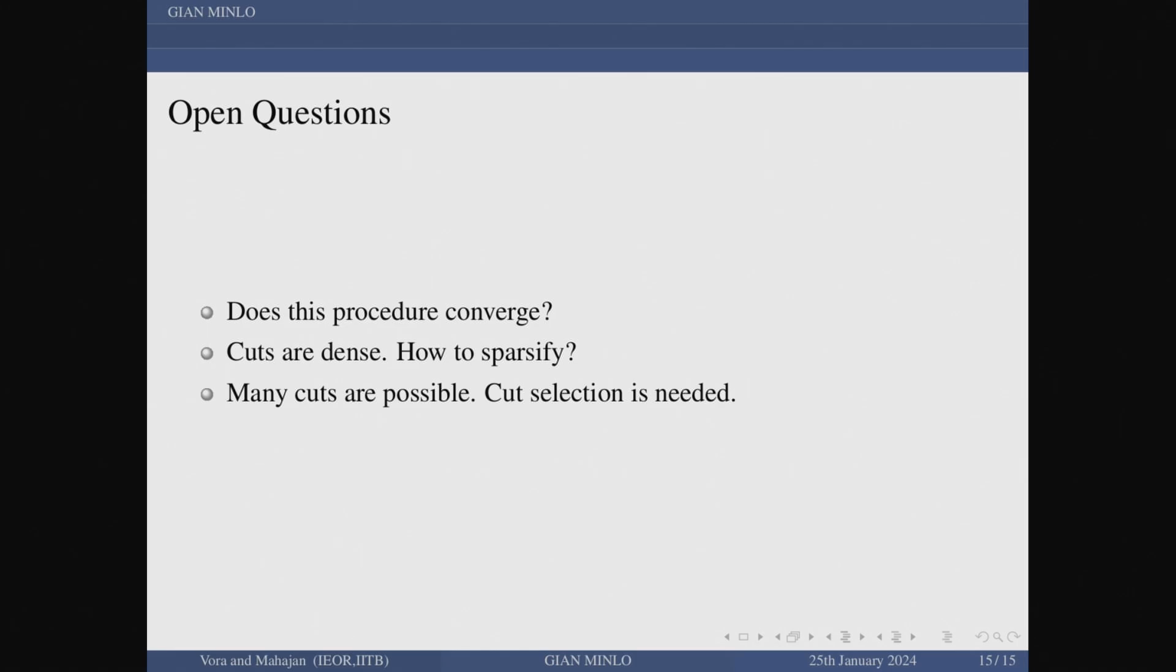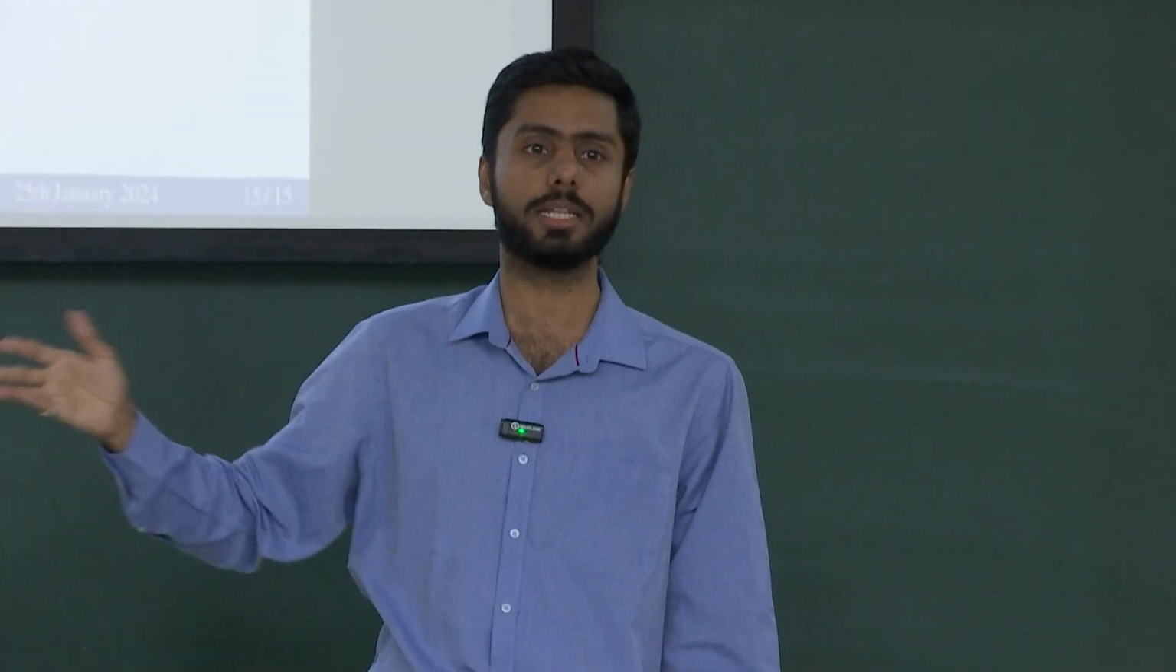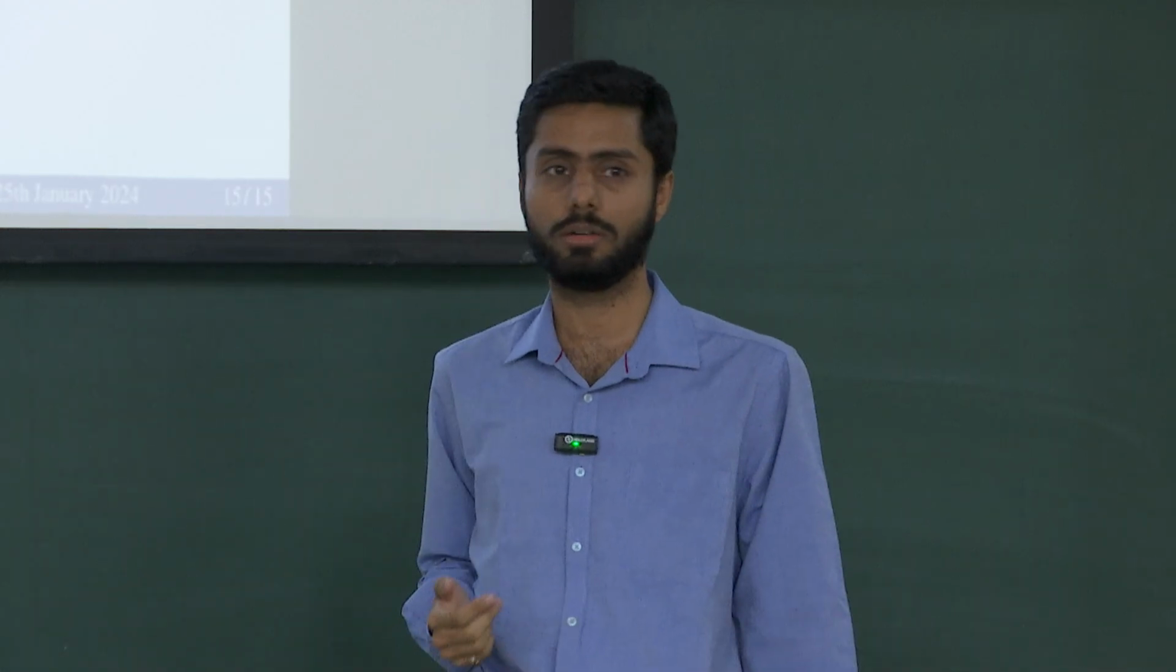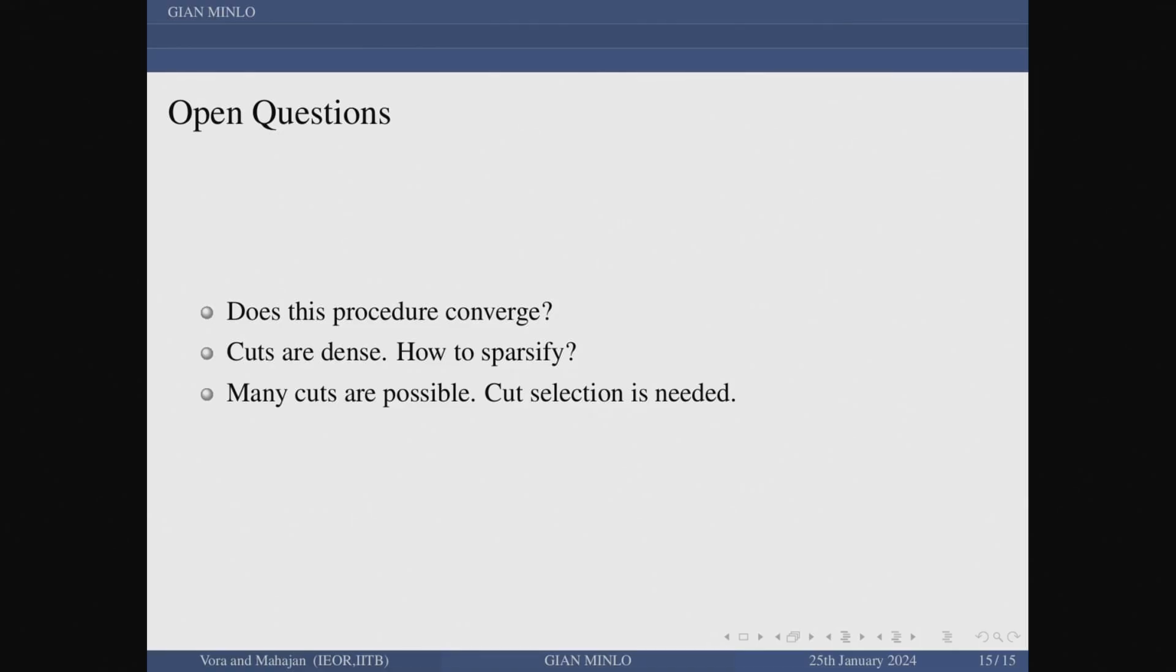And finally, there are some open questions. One is, does this converge? If I am blindly going to add these cuts without doing any branching or anything, will it converge? I don't know. These cuts are dense. How to sparsify them is again a very important question, and many approaches are possible. Some cut selection is also needed.